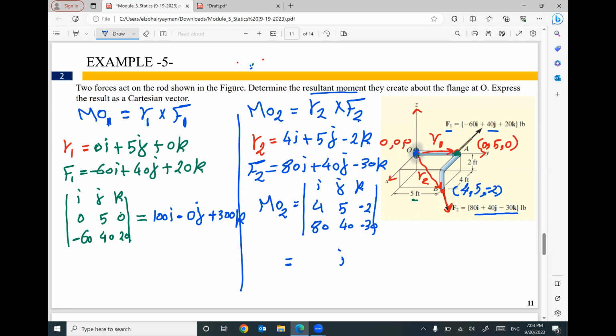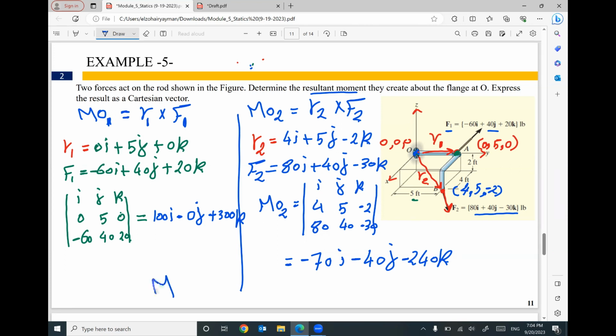Let's start. What is the term for i? I will cancel this one by this one. So I have 5 times -30 minus -2 times 40. I got -70. Minus, this minus from me. And I will cancel this column by this column. So I have 4 times -30 minus -2 times 80. I got 40 positive, and we have negative, so it will be -40 j. For the k term, we have positive here. I will cancel this column by this column, so I have 4 times 40 minus 5 times 80. I got negative 240.